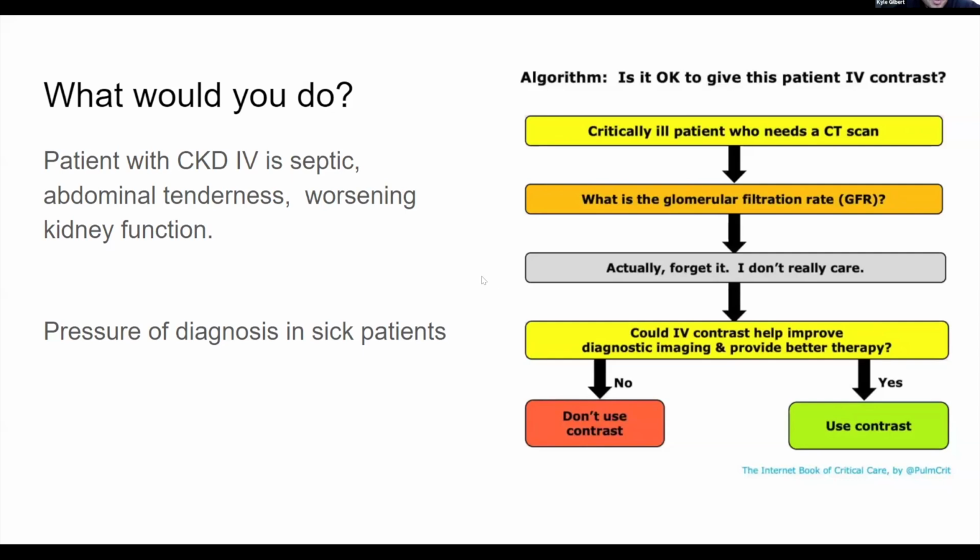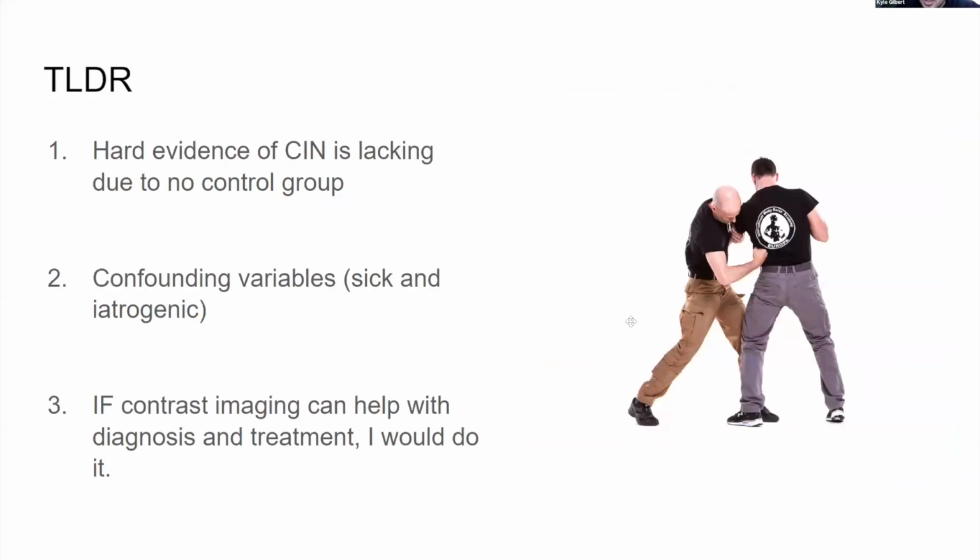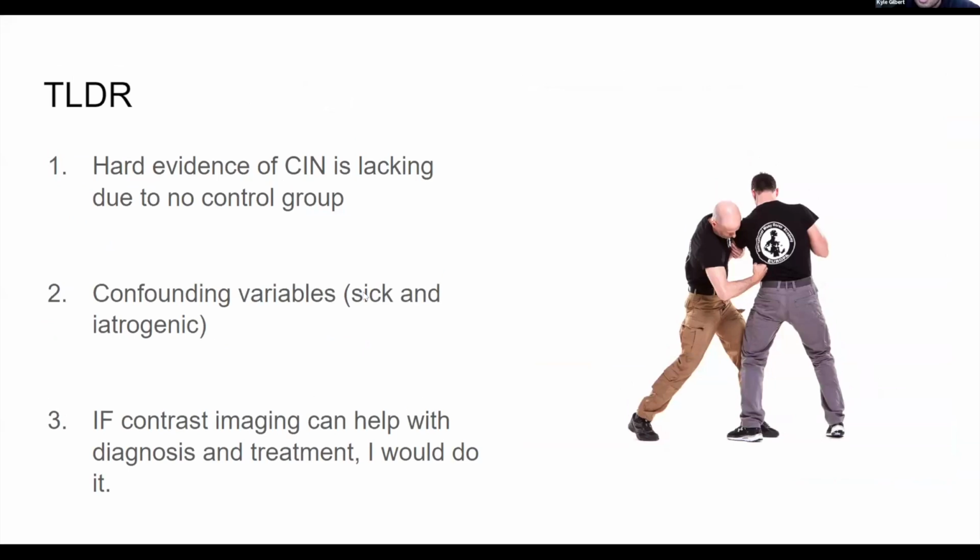All right. If you too long didn't read, hard evidence of contrast-induced nephropathy is lacking due to no control group. There's a lot of confounding variables in these people. They're sick, and we also give them a lot of other medicine that can cause AKI. And if the contrast imaging can help with diagnosis and treatment, I would do it. And this is a kidney punch.